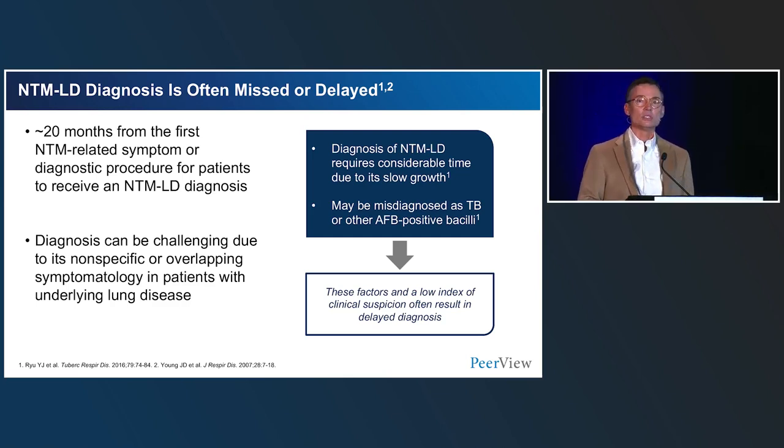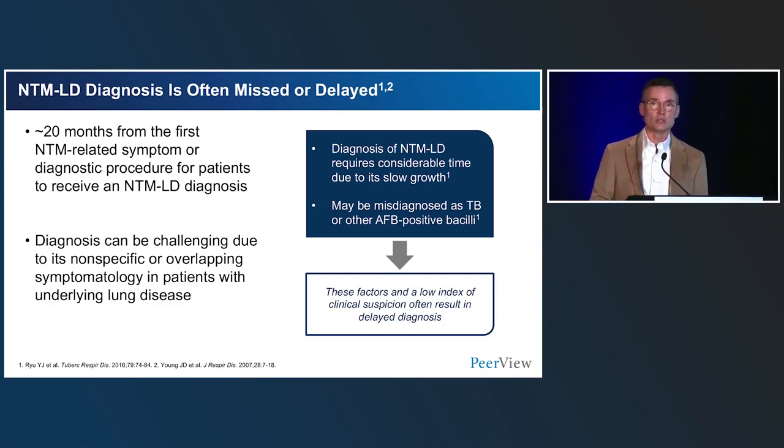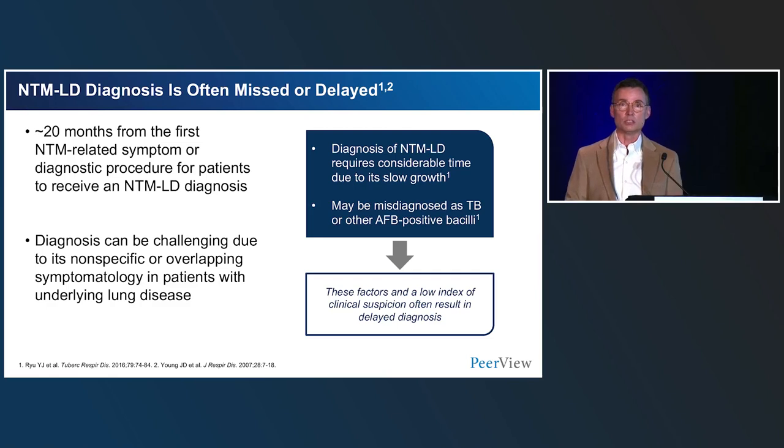NTM lung disease diagnosis is oftentimes missed or under-recognized. I can't tell you how many times in clinic we get referrals for patients who have been diagnosed with COPD, even if they're lifelong non-smokers, or asthma on inhaled corticosteroids, when in fact, while they may have had those as comorbidities, they actually have NTM lung disease. In general, it can take almost 2 years from the time of symptom onset to the actual diagnosis. It can be challenging because of the non-specific nature of some of the symptoms, which can be fatigue, weight loss, and night sweats, and we'll get to that in later slides.